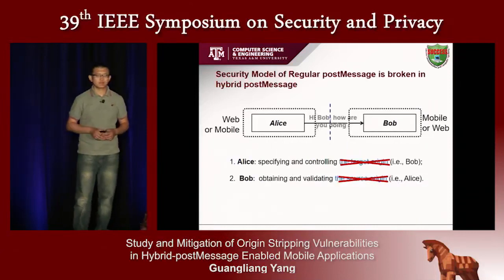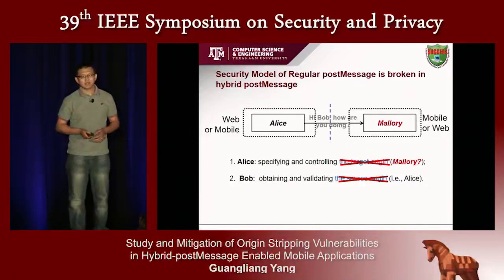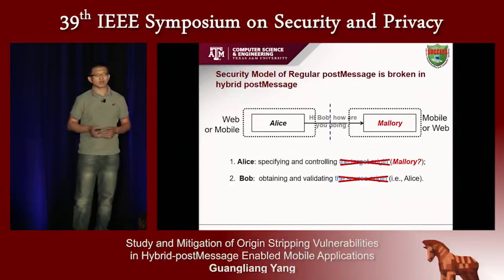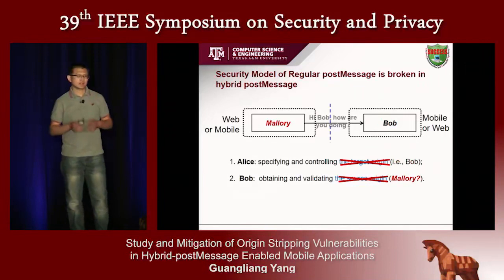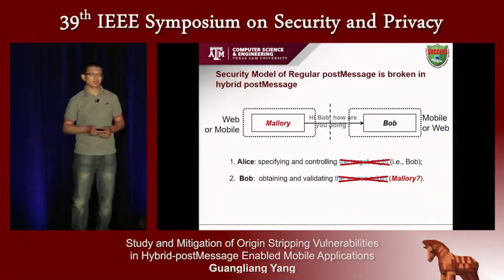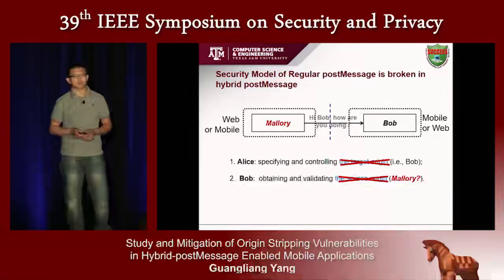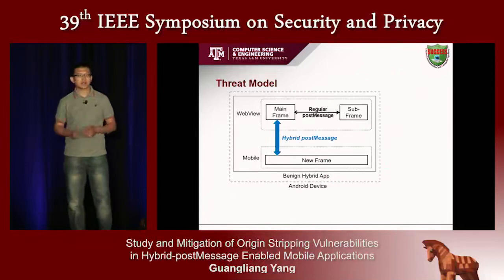Serious consequences may be caused. For Alice, any frame may receive her messages, and for Bob, any frame can send a message to Bob. And if Bob contains some sensitive functionality, serious consequences may be caused. This picture shows a feasible attack scenario found in practice.